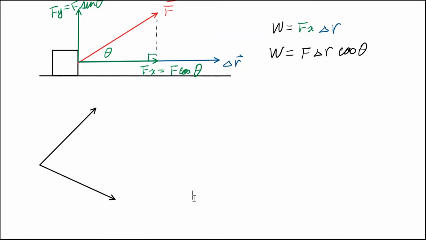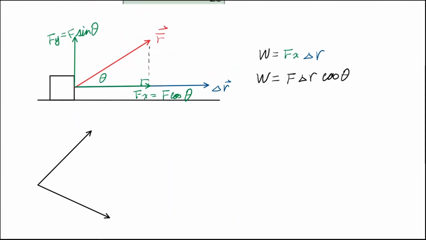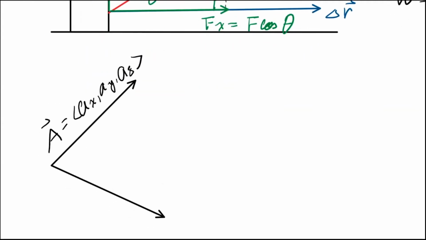Okay, let's name these things. Should we go with vector A and vector B, or do you want me to call it F and delta R? Okay, generic A and B it is, so this is vector A. And vector A has components AX, AY, and AZ. Zoom in a little bit so you can see better. Good. And this thingy is vector B. And then guess what its components are? BX, BY, and BZ. Good.